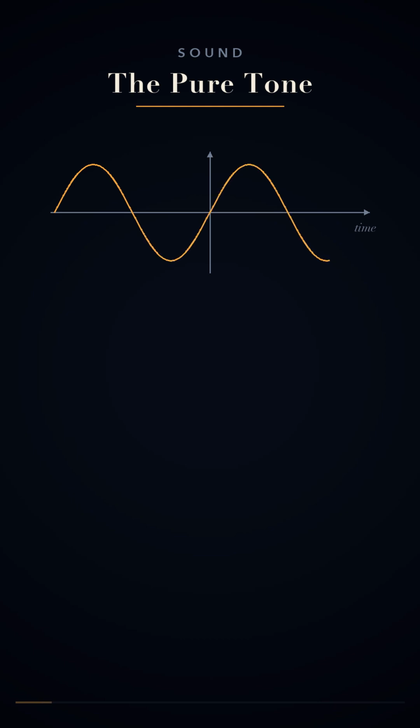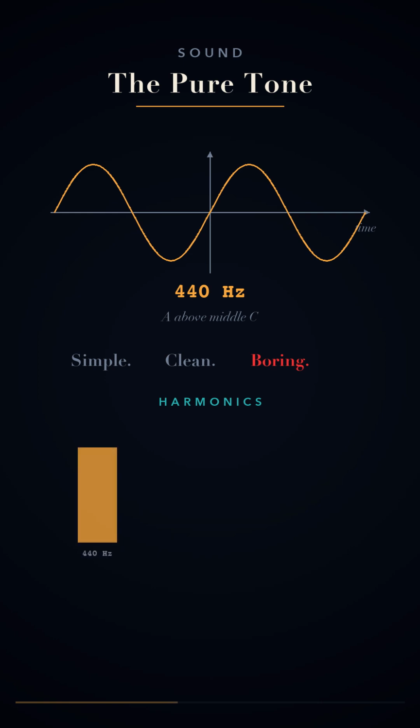Let's start with the simplest possible sound. A pure tone. A single frequency. Imagine a speaker cone pushing air forward and pulling it back, smoothly, over and over, at exactly the same rate. Plot that motion over time and you get a sine wave. One smooth, rolling curve that repeats forever. A pure tone at 440 Hz is the note musicians call A above middle C. The speaker vibrates 440 times per second, and your eardrum copies that vibration faithfully. Simple. Clean. Boring. Now here is the interesting part.